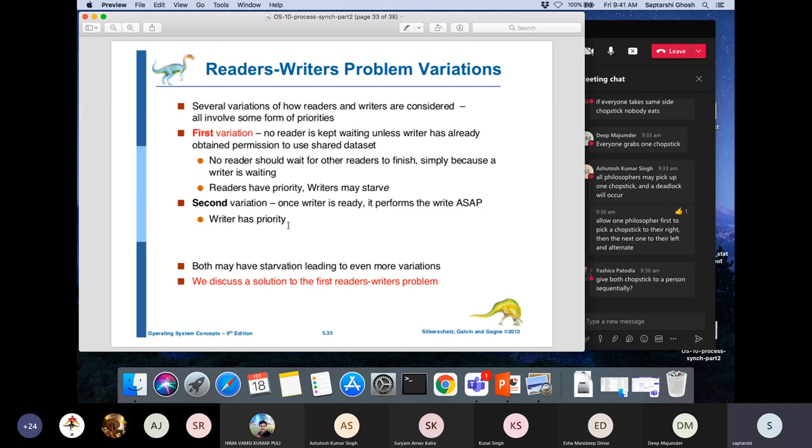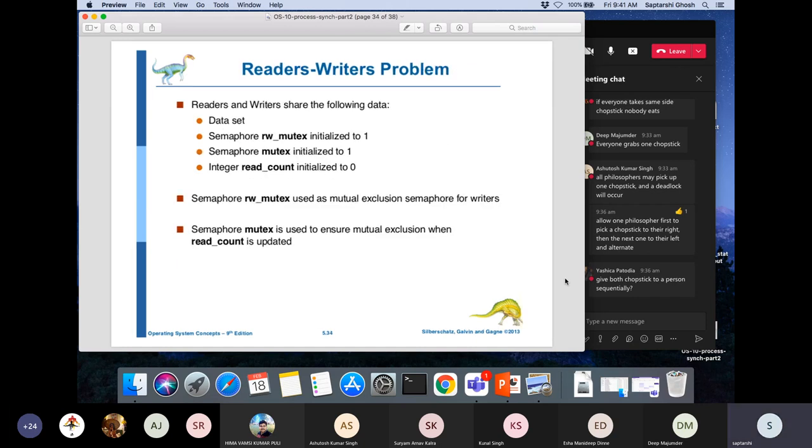In this lecture, we discuss only the first variation of the reader-writers problem. So in our case, readers have priority and writers may starve. Okay, so let's see. Readers and writers share the following. So now we are talking about one potential solution. Readers and writers share the following data: the dataset, of course, which is to be updated or read, and then we have these three semaphores: RW mutex, mutex, and read count.